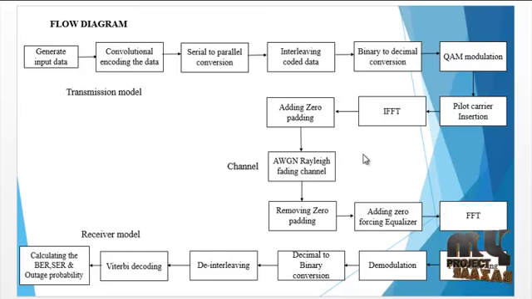Next we discuss the channel of the product. The AWGN Rayleigh fading channel is used in the product. On the receiver side, the reverse of the ZP-OFDM transmitter process is performed. Additionally, the zero forcing equalizer is added for reducing the complexity. A demodulation scheme is implemented using a QAM demodulator and Viterbi decoding for the demodulated signal. Finally, the BER, SER and the outage probability of the system are calculated.